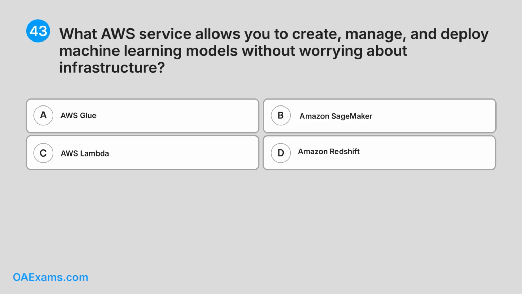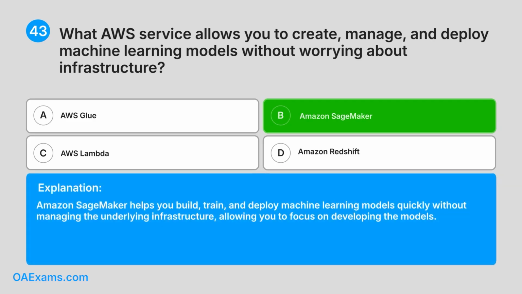What AWS service allows you to create, manage, and deploy machine learning models without worrying about infrastructure? A. AWS Glue. B. Amazon SageMaker. C. AWS Lambda. D. Amazon Redshift. Do you know the answer? Correct answer B. Explanation: Amazon SageMaker helps you build, train, and deploy machine learning models quickly without managing the underlying infrastructure, allowing you to focus on developing the models.